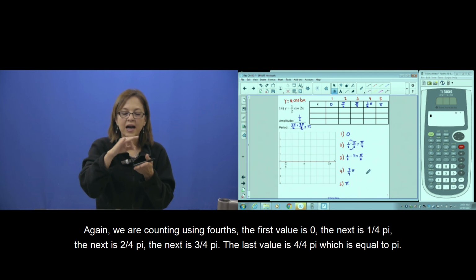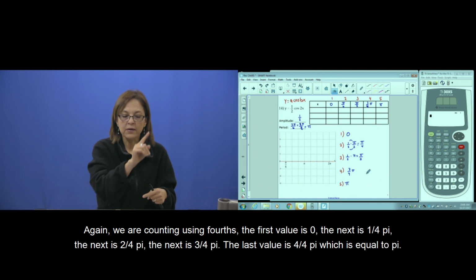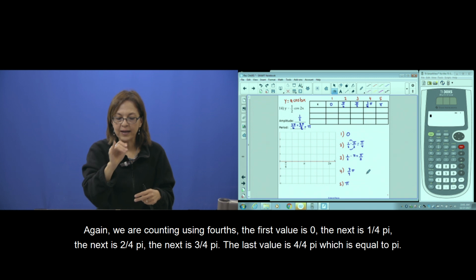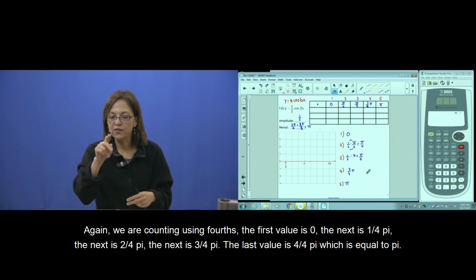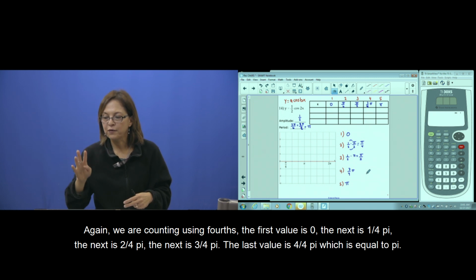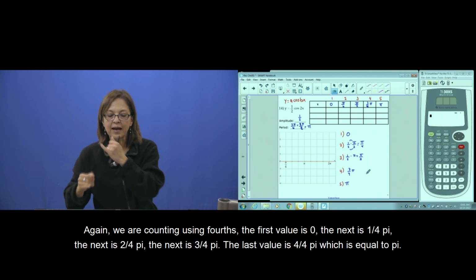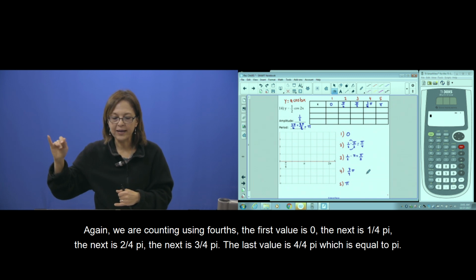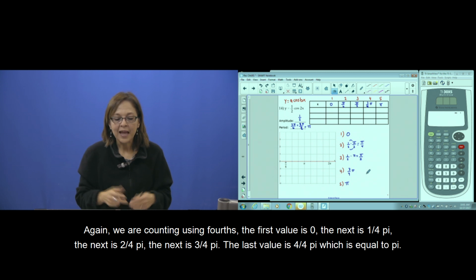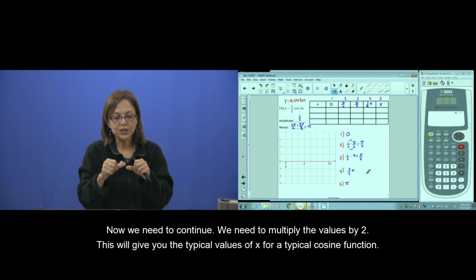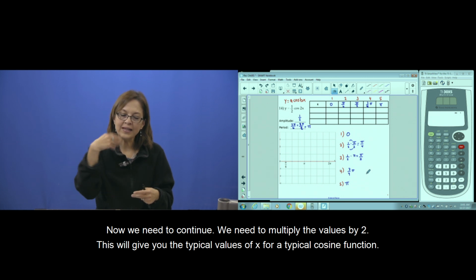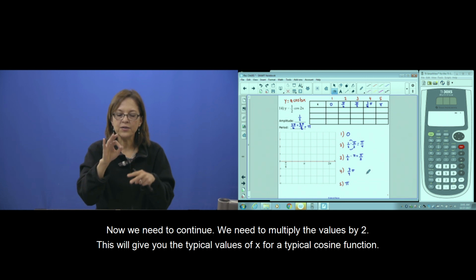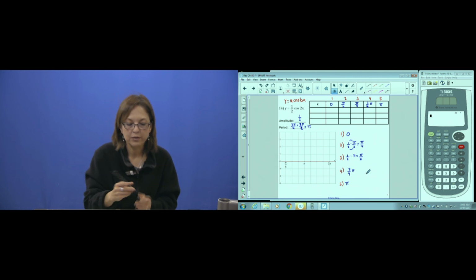Again, we are counting using fourths. First value 0. The next 1/4 of pi. The next 2/4 of pi. And the next 3/4 of pi. The last is 4/4 of pi equals pi. Now we have to continue. Multiply by 2. And this will give you the typical values of x of the typical cosine function.